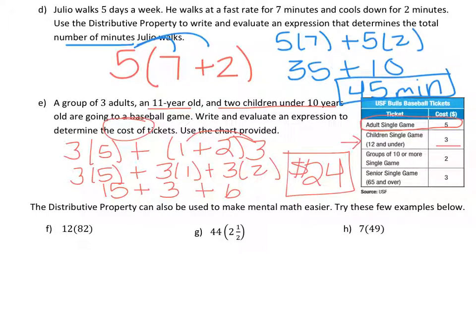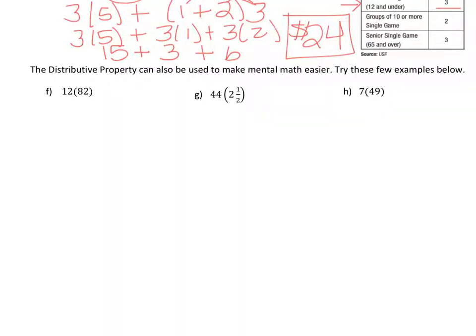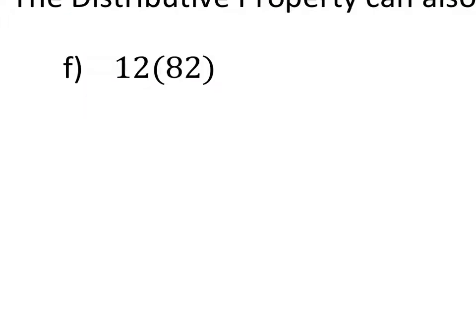The distributive property can also be used to make mental math easier. Try these few examples below. Letter F. So here's what we can do. Let's say we didn't have a calculator. And we wanted to multiply these numbers.